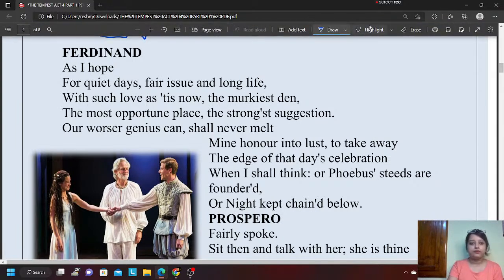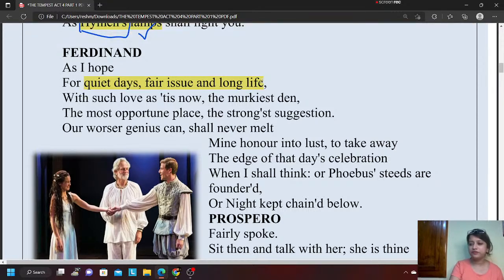Now, what is it? Ferdinand says, as I hope for quiet days. You see, I always have wished for quiet days. That means you will wish for what? You will wish for a peaceful life, right? Who wants a very difficult life full of quarrel and all? So always I have wished for quiet days. Okay, very peaceful, fair issue, children would be good, long life, happy life. We wish for these with such love as it is now.